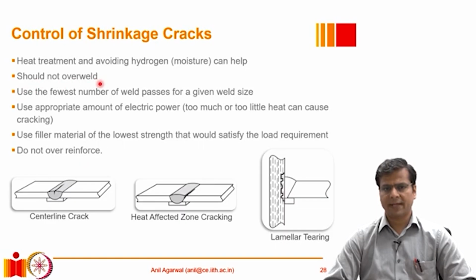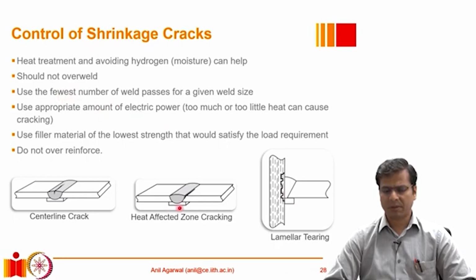We should also make sure that we don't over weld. So if the design weld requirement is, let's say, 6 millimeters, we don't have to provide a 15 millimeter or 12 millimeter weld there. So we should provide only as much weld as required, because over welding means more and more residual stresses or more and more shrinkage stresses being introduced, and they can lead to excessive deformations, distortions, or excessive cracking.